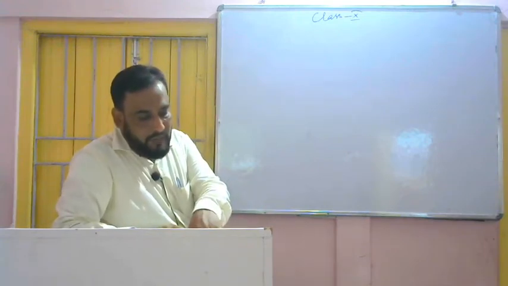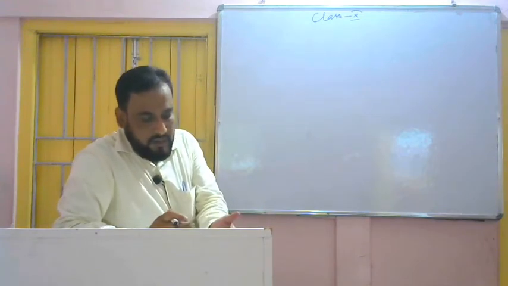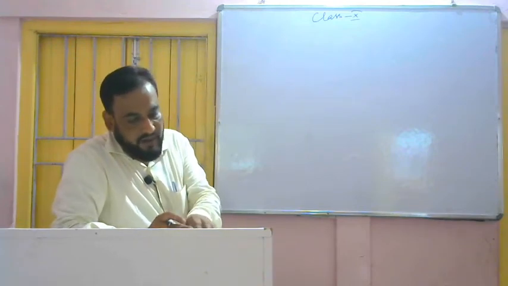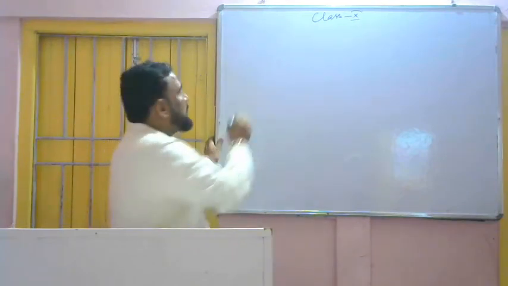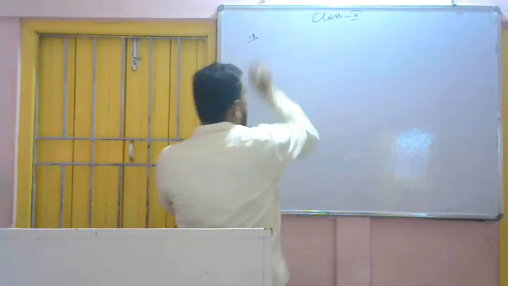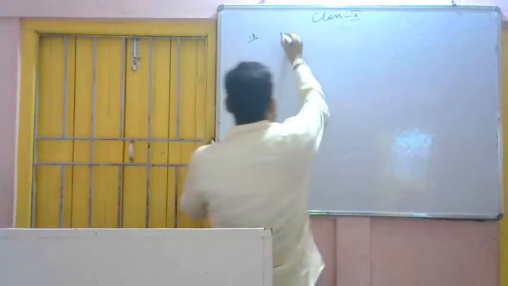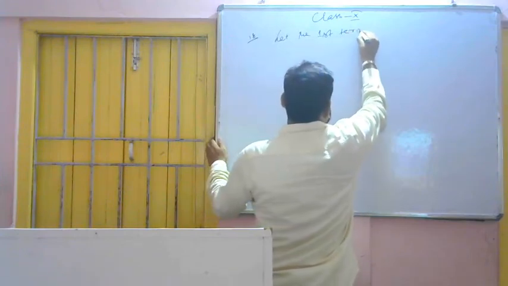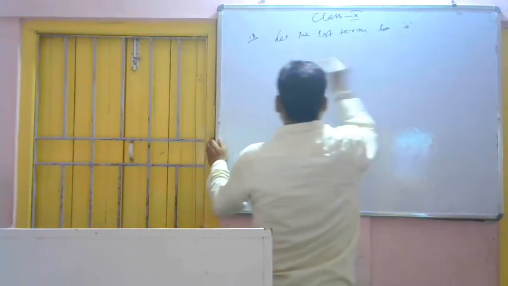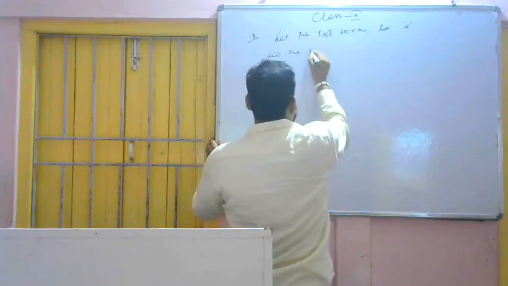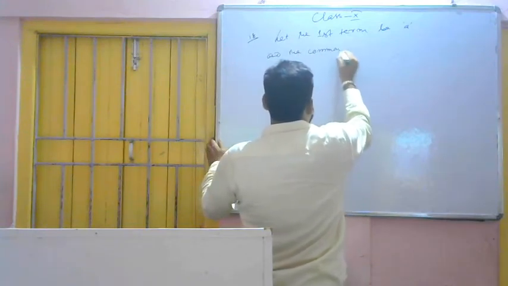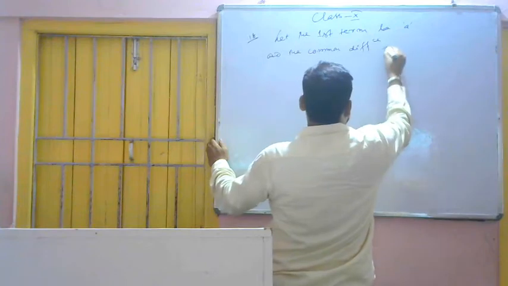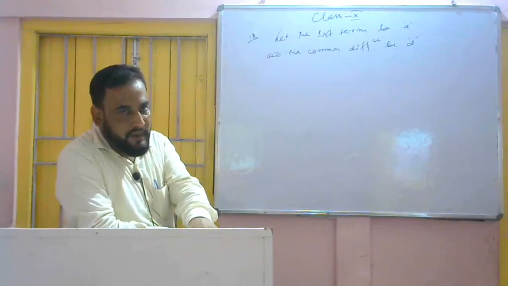The sum of the 4th term and 8th term is given, and some terms are given, but not the first term or the common difference. So first of all we have to declare the first term and the common difference. Let the first term be A and the common difference be D. Here two conditions are given, two parts of the question are given.